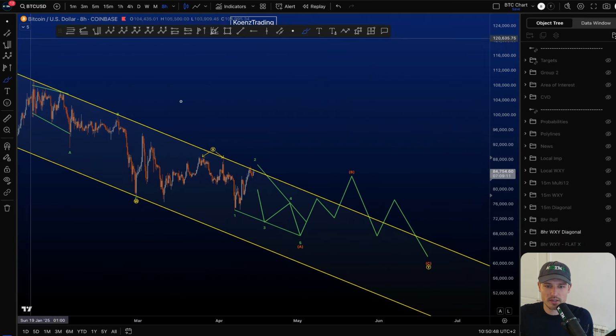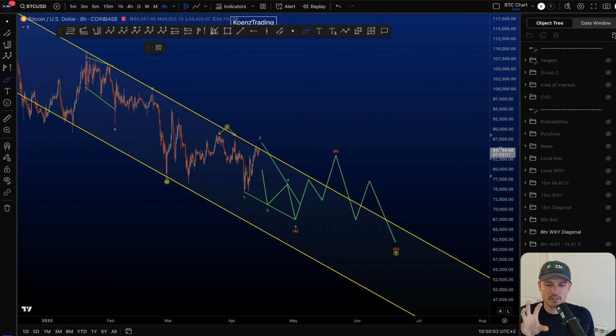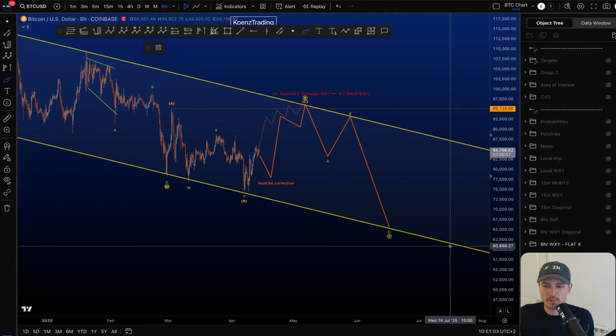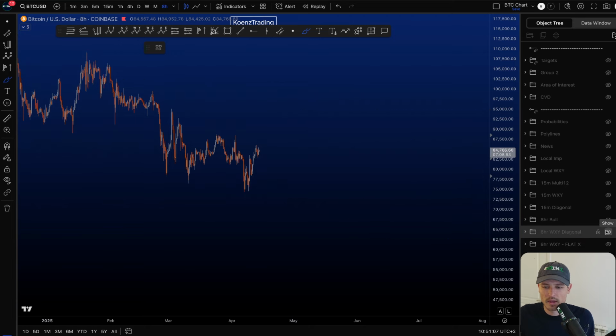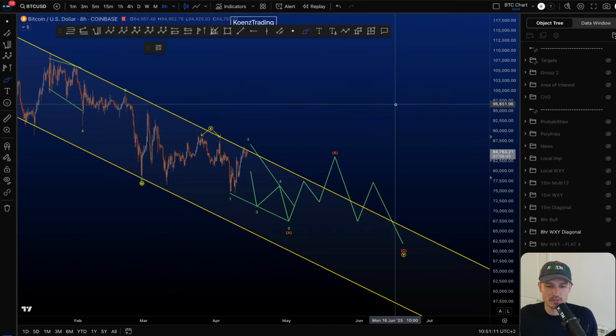Now this is where you have the WXY double zigzag, same channel. Just look at the structure and compare the channel and the structure. Just take a few seconds to look at it. And compare this with this. I mean, for me, it is a very, very big difference, right?